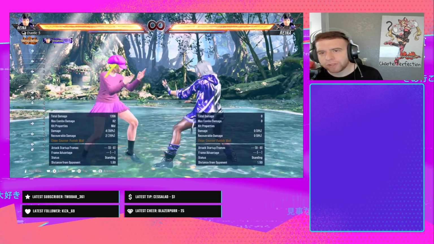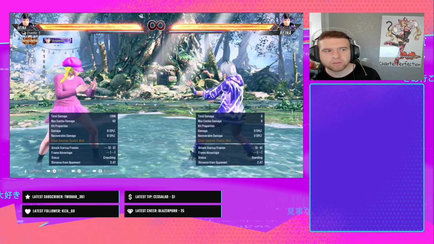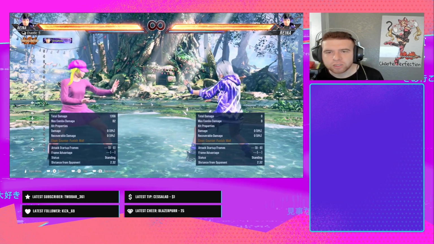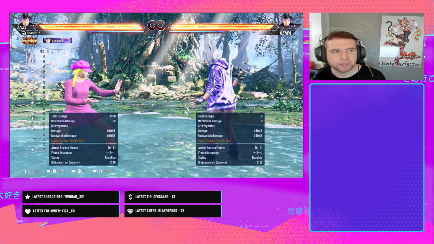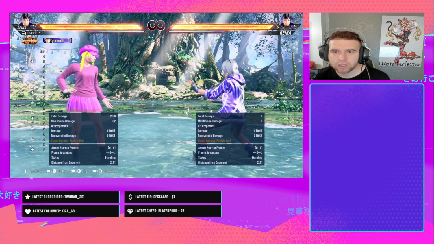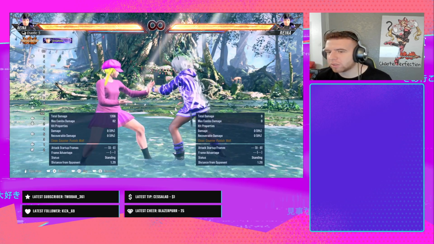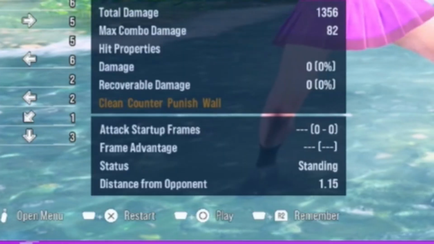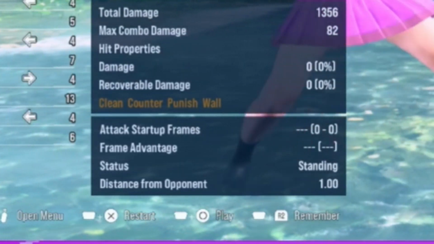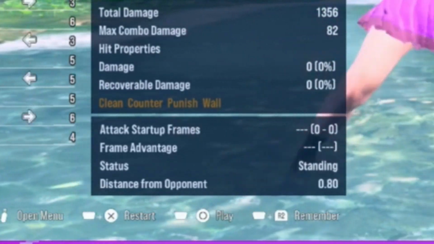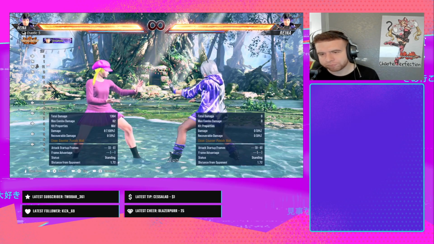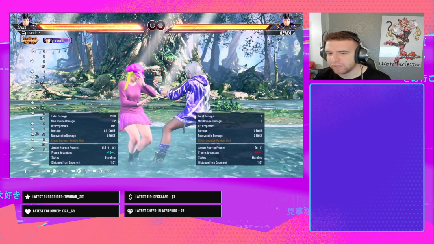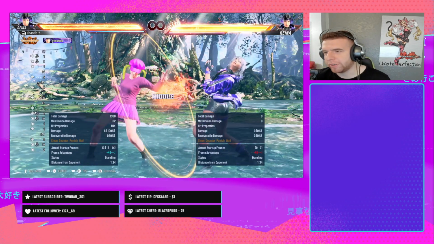So in gaming, if you come from shooters or anything else like that, you've probably heard of FPS, right? Frames per second. That's pretty much the same concept. If you look in the bottom left where it says attack startup frames, you'll see whenever I do a move, it gives you a number. And that number is the amount of frames that that move takes to start up, right?